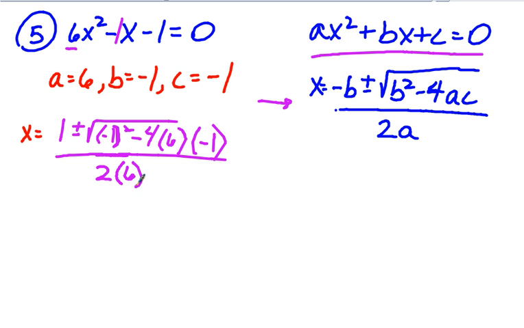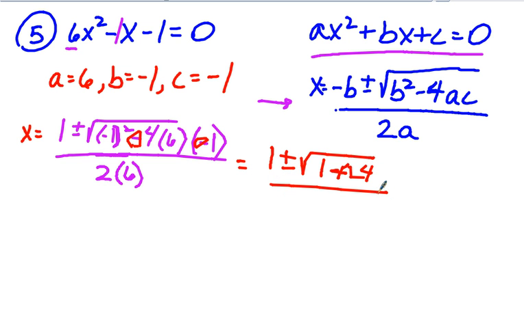Okay? Now I'm just going to follow my math rules. This is going to become still 1 in the front, plus or minus square root of B squared, -1 times -1 is 1, minus 4 times 6. 6 times 4 is 24. Times -1. Now we have 2 negatives here, you agree? So 2 negatives would make this positive. So this ends up being plus 24 over 12, 2 times 6. All right?